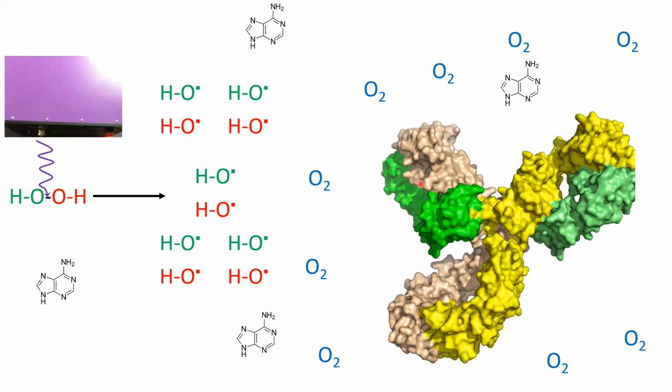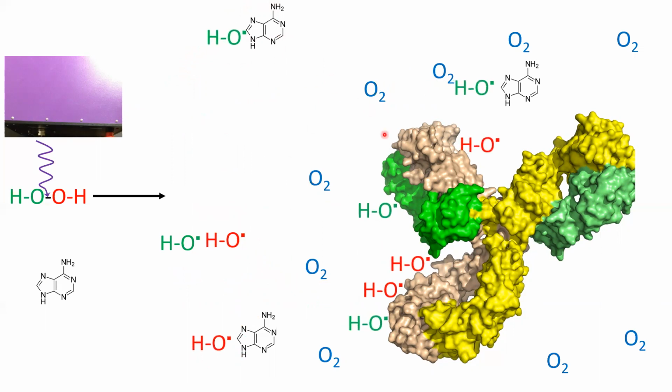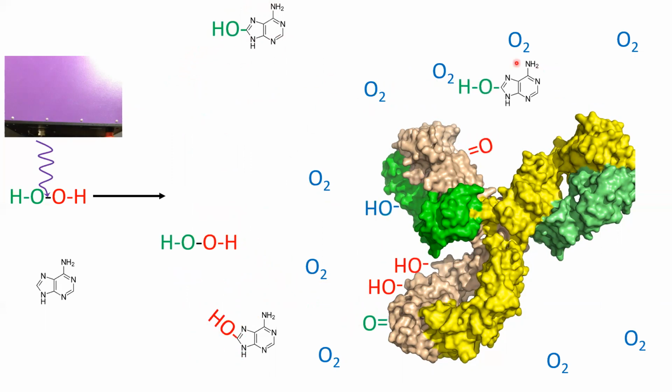So let's take a look at how this works at the molecular level. Again, we have our excimer laser firing our photons at hydrogen peroxide, making this initial burst of hydroxyl radicals in the presence of our analyte protein, molecular oxygen. But now we've added in this organic molecule, our adenine. The hydroxyl radicals will diffuse both to the surface of the protein and to our adenine dosimeter, and it will oxidize.